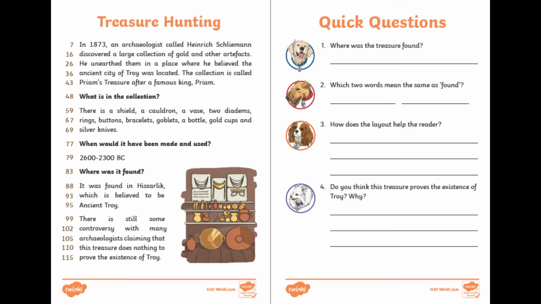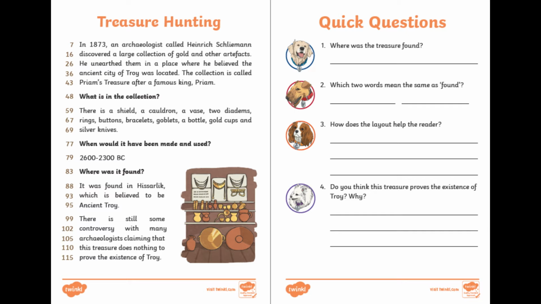So it seems that the archaeologist Heinrich believes that this treasure proves that Troy exists, that city, but others think that it did not exist and that maybe this treasure comes from somewhere else. And to make things more complicated, the treasure is really old. It says that it would have been made and used thousands of years ago, 2600 to 2300 BC. That means before the Common Era, before Christ. So that's a really long time ago, about 4,000, almost 5,000 years ago.